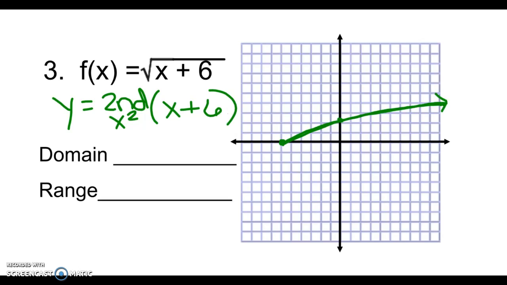Okay, so that's what it looks like. It looks like a very skinny parabola turned on its side a little bit. So I plotted a few points. I noticed that I don't have any negative y values in my table.